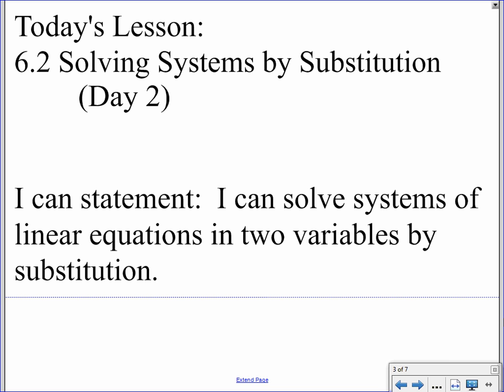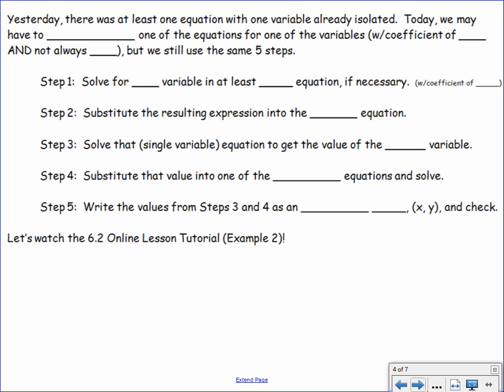Today's lesson is 6.2, Day 2, Solving Systems of Equations by Substitution. Today's I can statement is I can solve systems of linear equations in two variables by substitution. Yesterday, there was at least one equation with one variable already isolated.